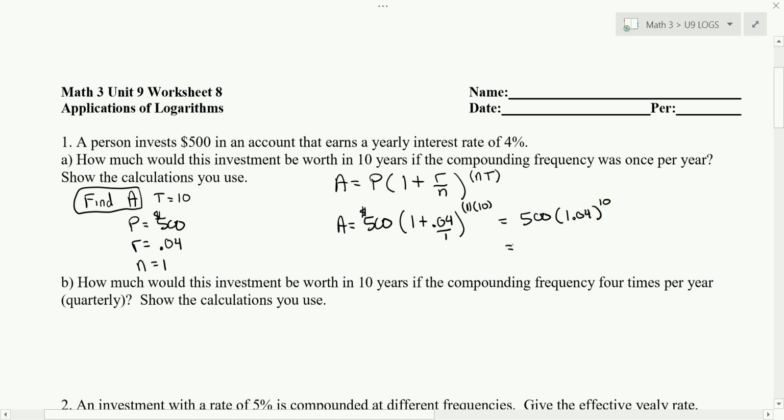So using a calculator, you have to do the exponent first. So 1.04 to the power of 10. Hit enter, and then times that by 500. And we end up with $740 and roughly 12 cents. So that's approximate.